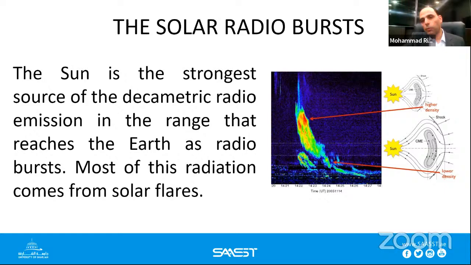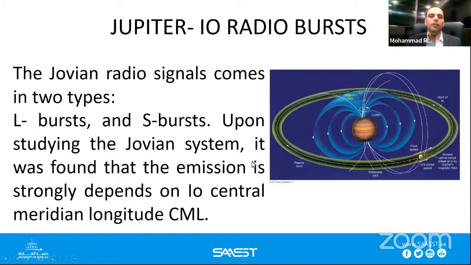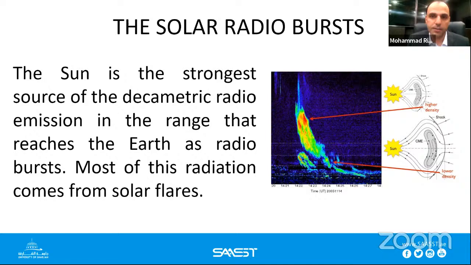What we see here is the radio burst from the radio spectroscope for the solar radio emission. You can see how the radio emission sweeps from high frequencies to low frequencies during solar flares. The most common source of these kinds of radio bursts is the Sun, and there is a strong relationship between the appearance of sunspots, solar cycles, and the emission of radio bursts like this.